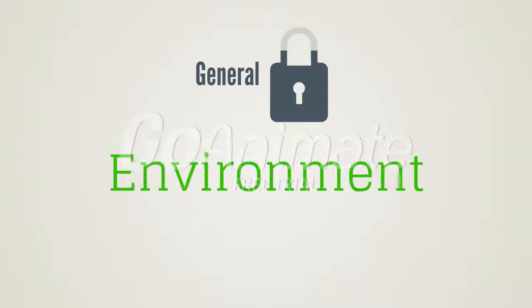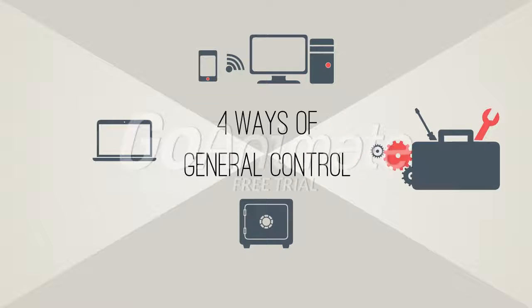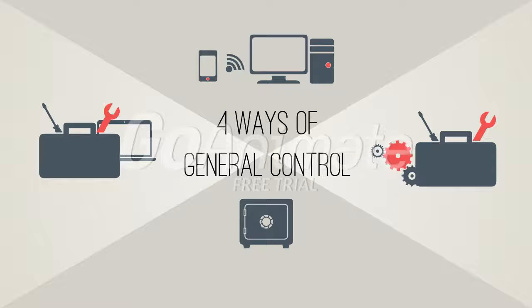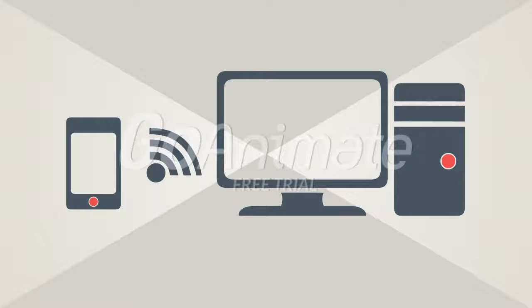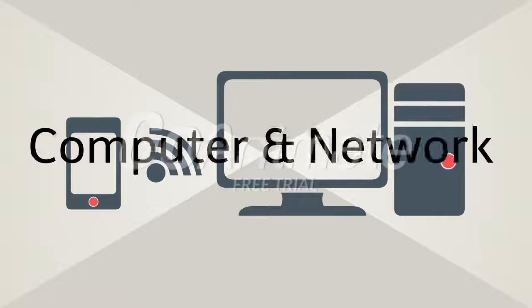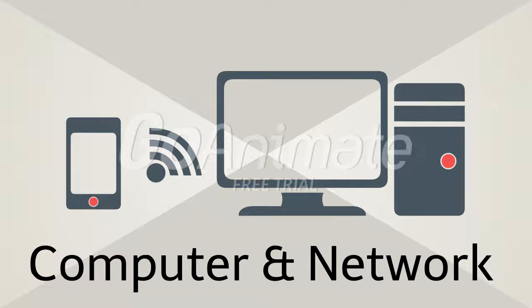Alright, moving on to the general control. This control covers the environment, relating to the overall information processing environment. The general controls are divided into 4 ways. First, data center and network operation, which is control over computer and network operation.